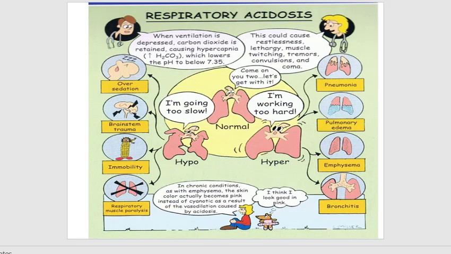And then you have things like pneumonia, pulmonary edema, emphysema, bronchitis. Those are all conditions that are going to limit the amount of CO2 you can get rid of because things are in the way. So these are people that you're going to see: the respiratory distress patients, the sedated patients, the patients who are coding. These guys are all going to go into respiratory acidosis, not getting rid of the CO2 through your lungs.